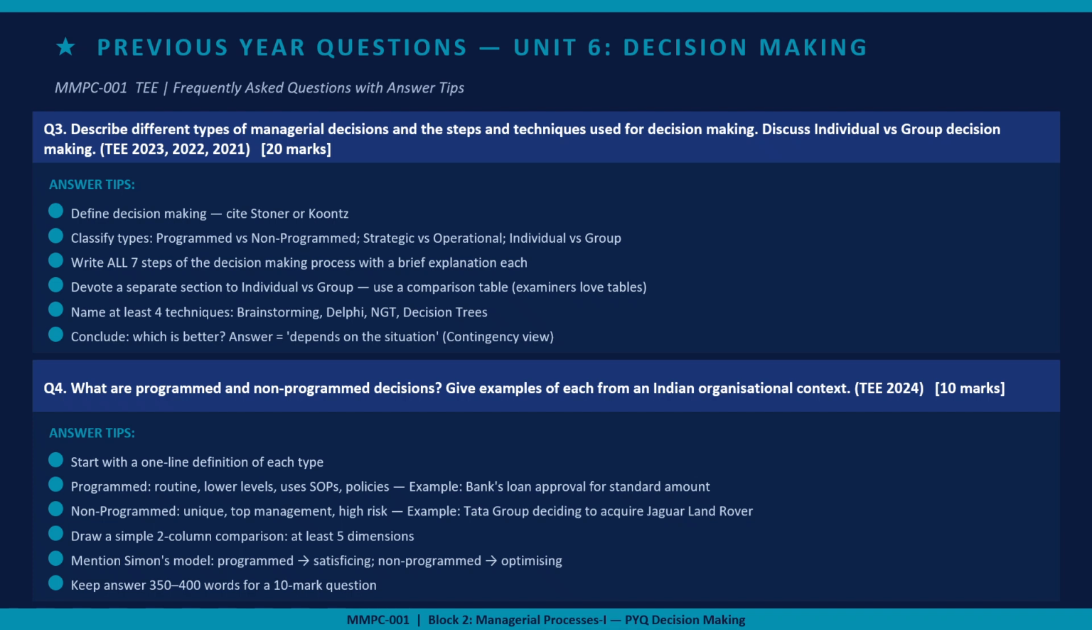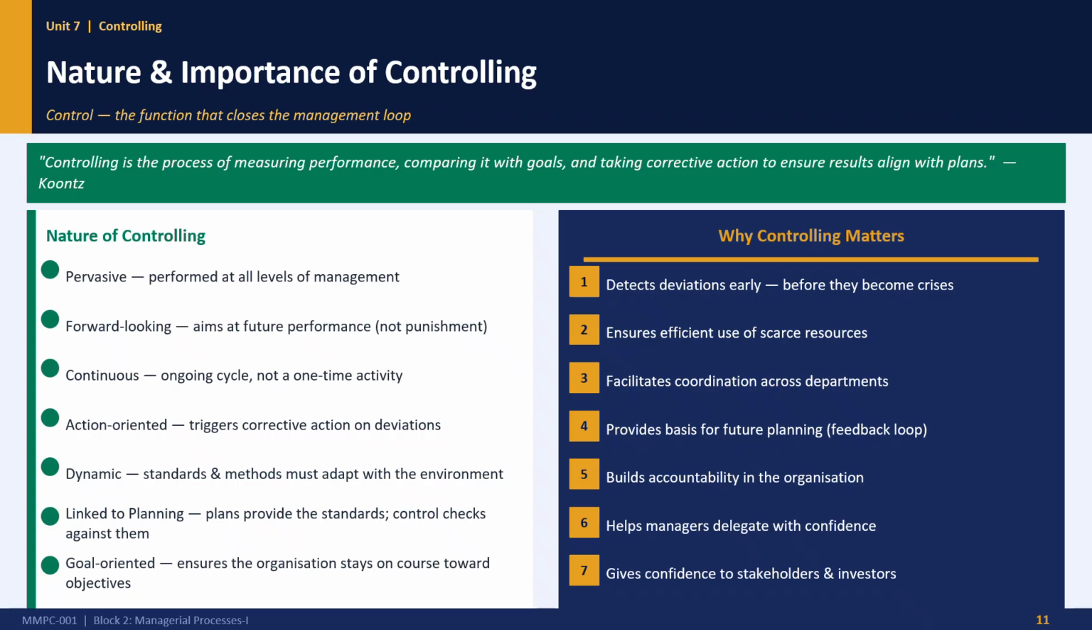Now, let us discuss controlling, which is the final managerial function. Controlling ensures that actual performance aligns with planned performance. It involves measuring performance, comparing it with standards, and taking corrective action if necessary. According to Coombs, controlling is the process of ensuring that organizational activities are carried out according to plan.